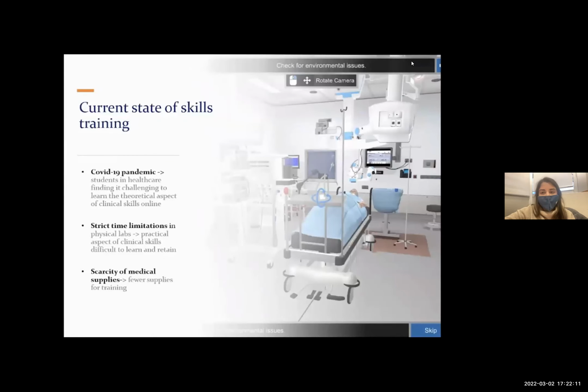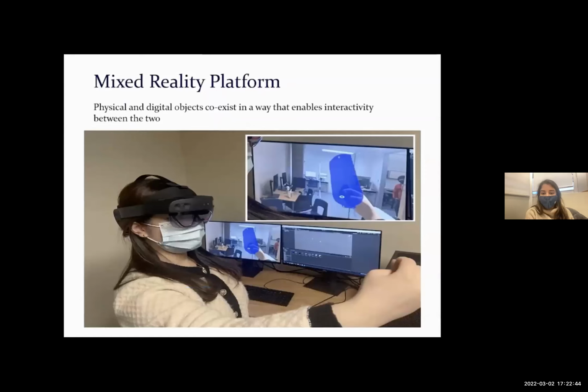Due to the pandemic, students in healthcare are finding it really difficult to learn the theoretical aspect of clinical skills online through 2D simulations and just a bunch of written material. And there are really strict time limitations in physical labs right now, so it's also really difficult to learn the practical aspect of clinical skills. And on top of that, there is a global scarcity of medical supplies, as the priority for manufacturers are hospitals at this point.